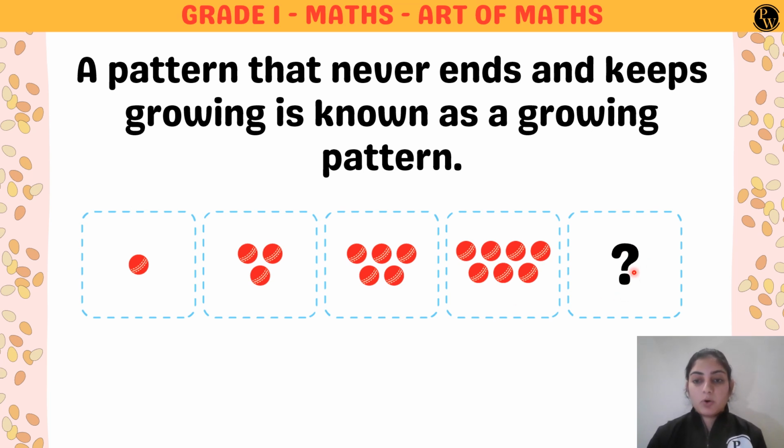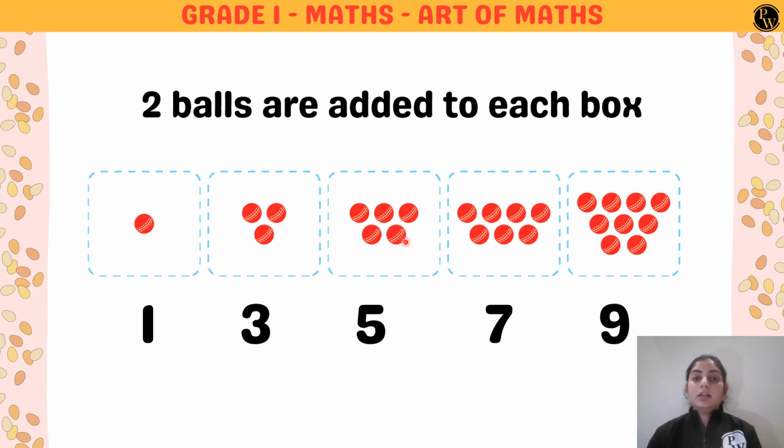In the same way, what will come here? For that, we need to find how many balls there are in each box. Let's count them as 1, 3, 5, 7, right? So we can say two balls are added to each box. Moving further, on adding 2 to 7, we get 9 balls. So there will be 9 balls in the next box, right?